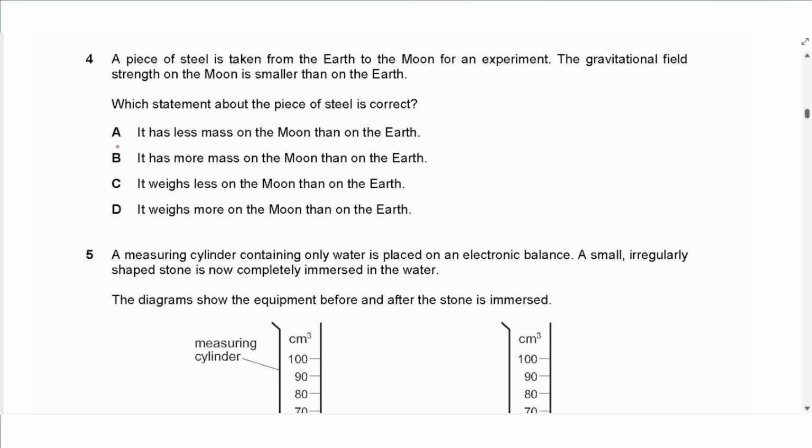Question 4 says a piece of steel is taken from the Earth to the Moon for an experiment. The gravitational field strength on the Moon is smaller than on the Earth. Which statement about the piece of steel is correct? It has less mass on the Moon. More mass on the Moon? No. Weight is less on the Moon than on Earth? Yes, because weight is proportional to the gravity field strength. So when the field strength decreases, the weight also decreases. So the choice is C.